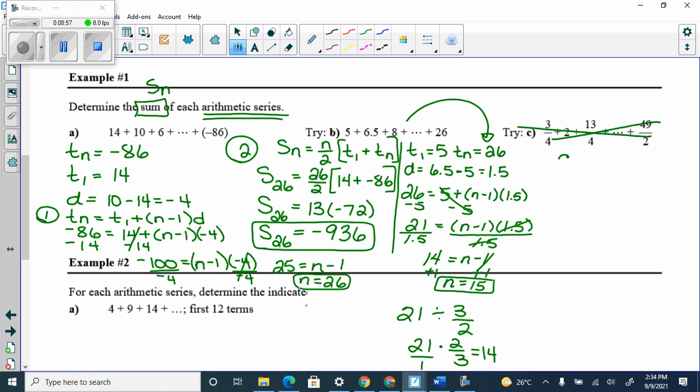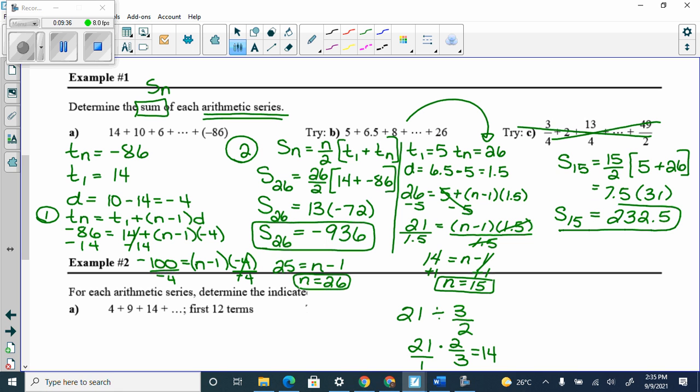And then we're going to do S15 equals 15 divided by 2, which is going to be a decimal, times T1, which is 5, plus Tn, which is 26. So it equals 7.5 times 31. What's 7.5 times 31? 232.5. Do you agree? Yeah. Now, does a decimal answer seem possible? Yeah, because we're adding 0.5 each time. So we're either going to get a 0.5 as an answer, or we're going to get a whole number if the two 0.5s join together. So it seems realistic.